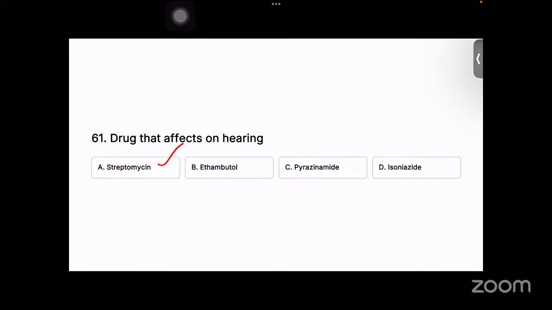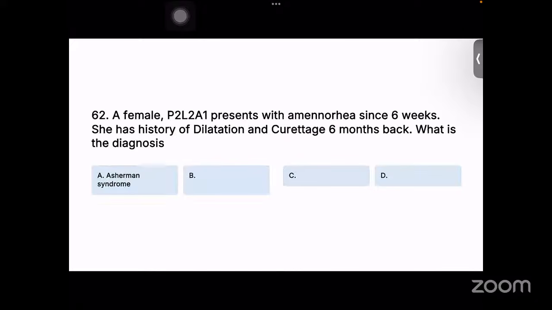Pretty straight question, people. Next, a 62-year-old female, P2L2A1, with amenorrhea since 6 weeks. She has a history of dilatation and curettage 6 months back. Okay, what is the diagnosis? So 6 weeks of amenorrhea following a D&C, mostly associated with Asherman.